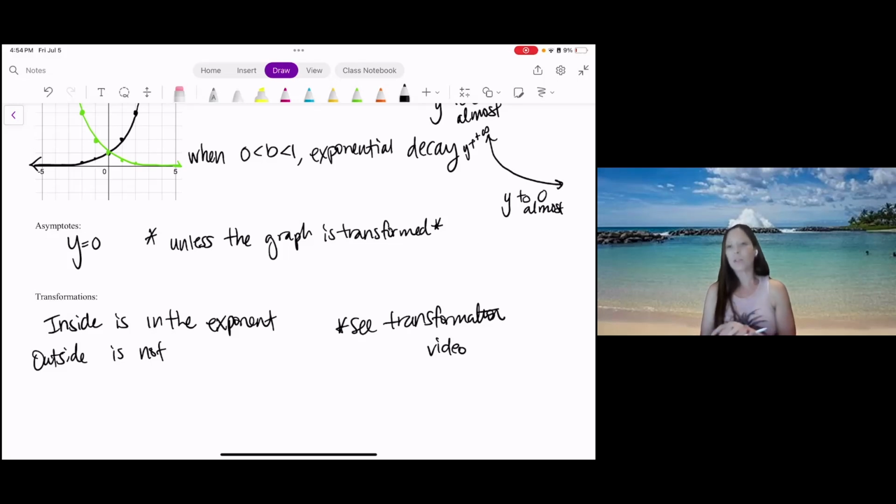I recommend you see the transformation video just to remember adding on the outside means you shift up, subtracting on the outside means you shift down, adding on the inside, you shift left, subtracting on the inside, you shift right, and then multiplying will stretch, negatives will reflect.